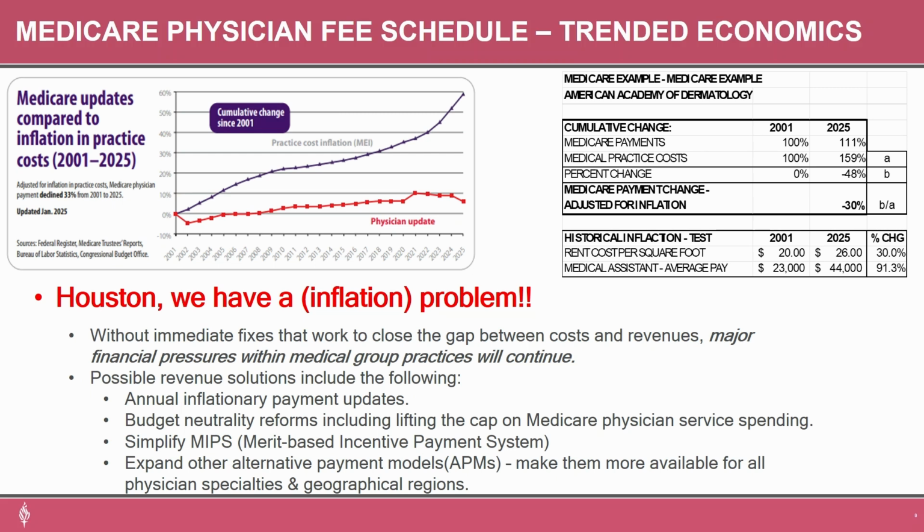There are a few possible revenue solutions, including the following: annual inflationary payment updates, budget neutrality reforms, including lifting the cap on Medicare physician service spending, and moving to alternative payment models, including simplifying MIPS, or the Merit-based Incentive Payment System, and introducing and expanding other alternative payment models. Make them more available for all physician specialties and geographical regions, and by all means, make them simple.